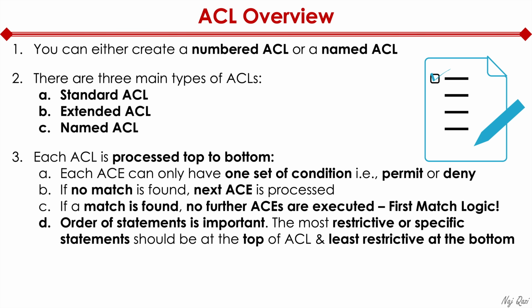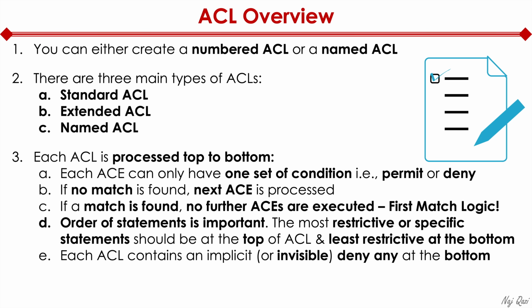Now, order of statements is important in an ACL. The most specific or restrictive statements should be at the top of the ACL, and the least restrictive, or the more general, should be at the bottom of the ACL. Once again, the reason it's important is it's literally a list, and whatever is at the top of the list has the highest level of importance because that will get processed first. And the more general statements should be at the bottom of the list.